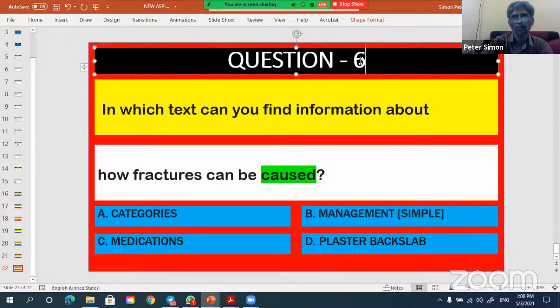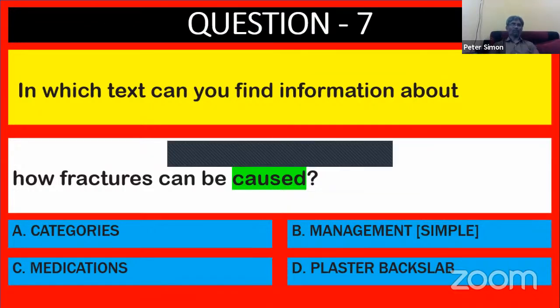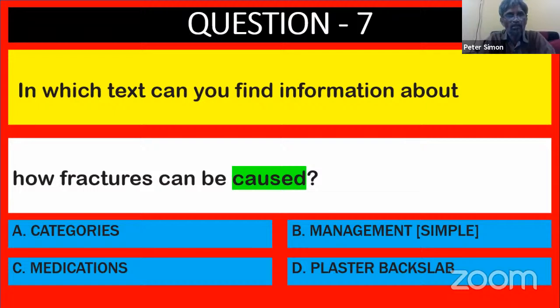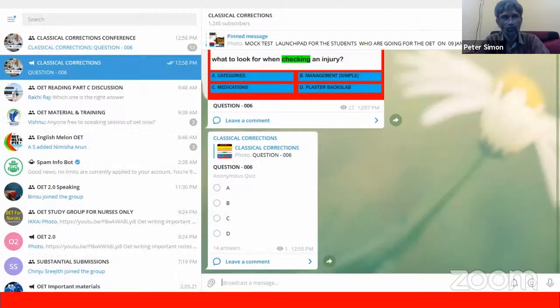Question number 7. Types, causes, fractures. How different types of fractures can be caused means reasons. Okay. So try to analyze the question and then give your answer.